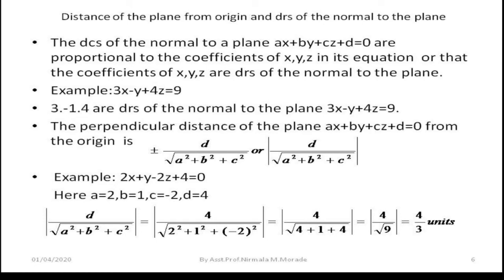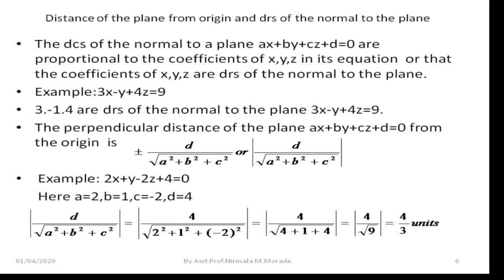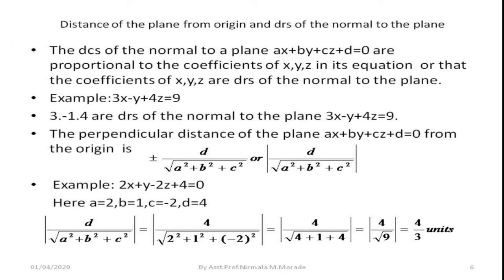The second note is the distance. The perpendicular distance of the plane ax plus by plus cz plus d equals 0 from the origin is plus or minus d upon root of a square plus b square plus c square. If d is positive, take the plus sign. If d is negative, take the minus sign, because we know that distance is always positive. Or instead of this we can directly take the mod of d upon root of a square plus b square plus c square. See one example.